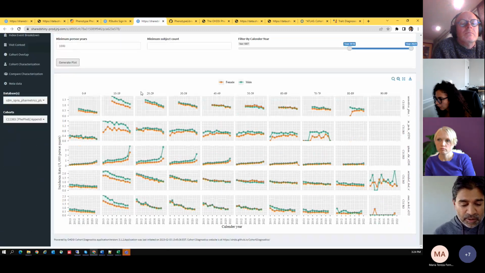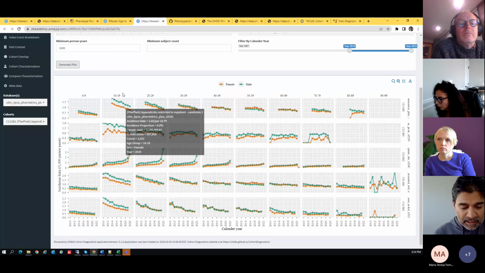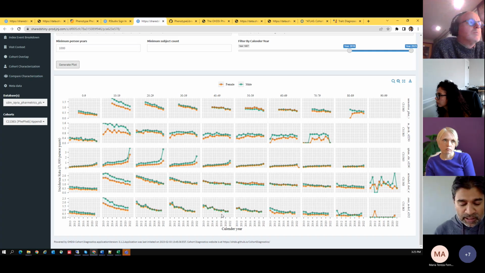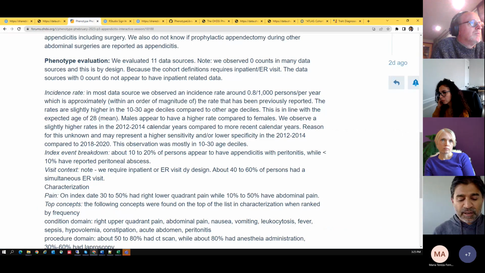So here you can see there are higher rates in certain age groups. This is the 10 to 19 and 20 to 29. And then as you go older, the rate of appendicitis goes down. This is consistent with my expectations that appendicitis is more likely in the age demographic of 10 to 30 years, which I stated previously based on my literature understanding. So I feel like I have good capture based on years.